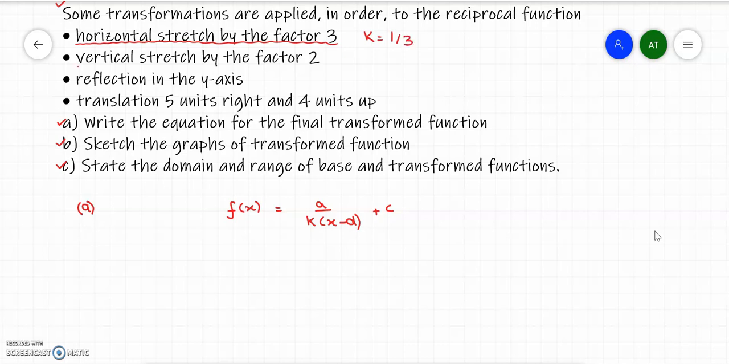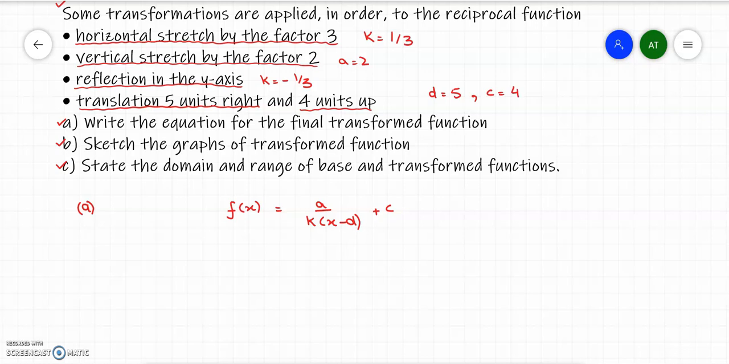Then we have a vertical stretch by a factor of 2. It means that the a value is 2. Then we have a reflection in y-axis. It means the k value is negative, so it would be minus 1 by 3. Then we have a translation 5 units right. It means the d value is positive 5. And we have a translation 4 units up. It means the c value is 4.